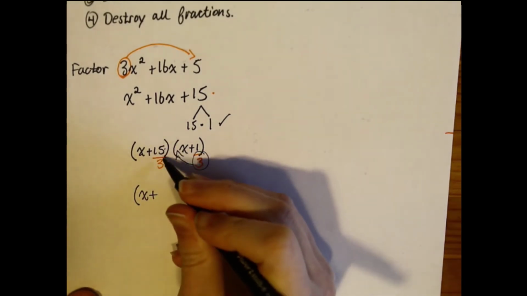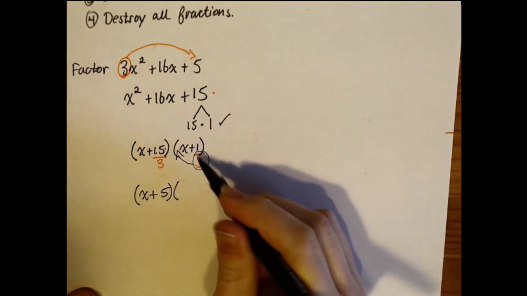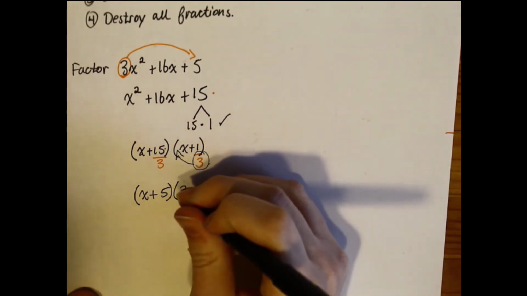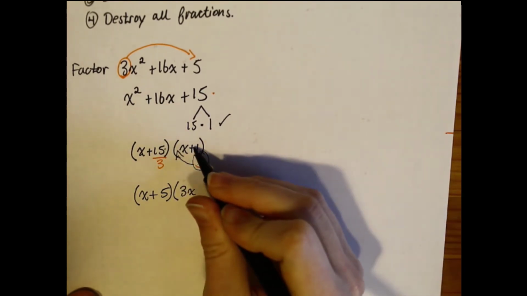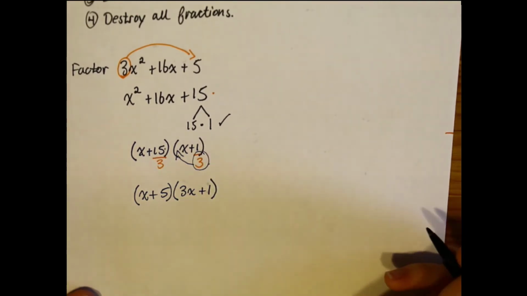So this first one, like I said, I'm just going to change 15 over 3 to 5. Okay, that one's done. This second one, though, I'm going to take and move this 3 in front of the x. So I get 3x, and then I have plus 1 after that. I just keep the other number the same. In this case, it's 1.